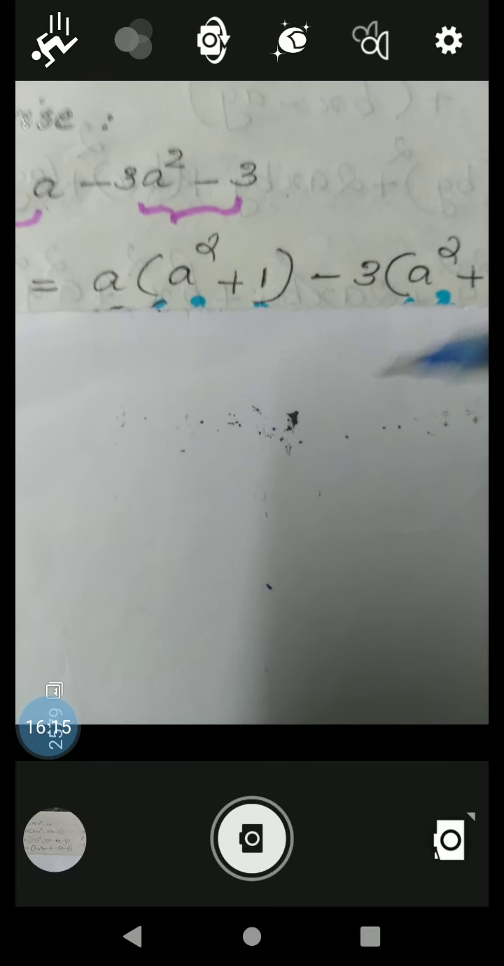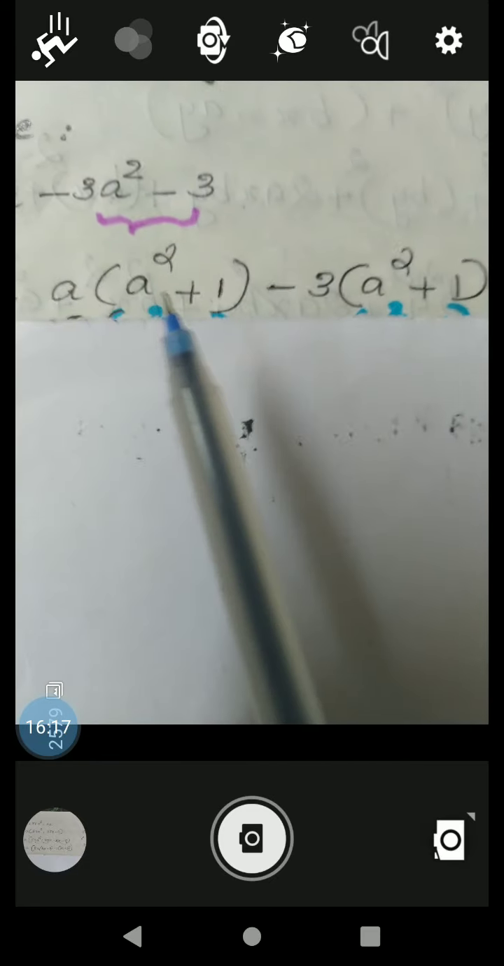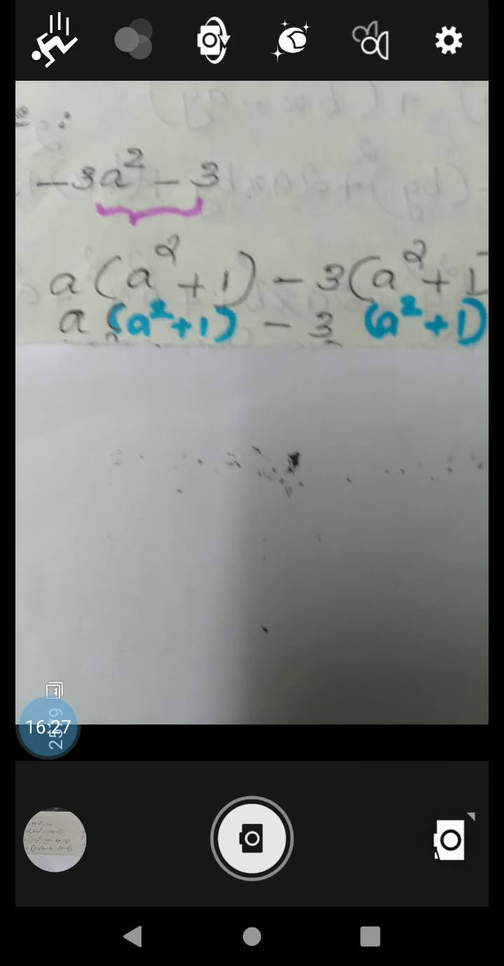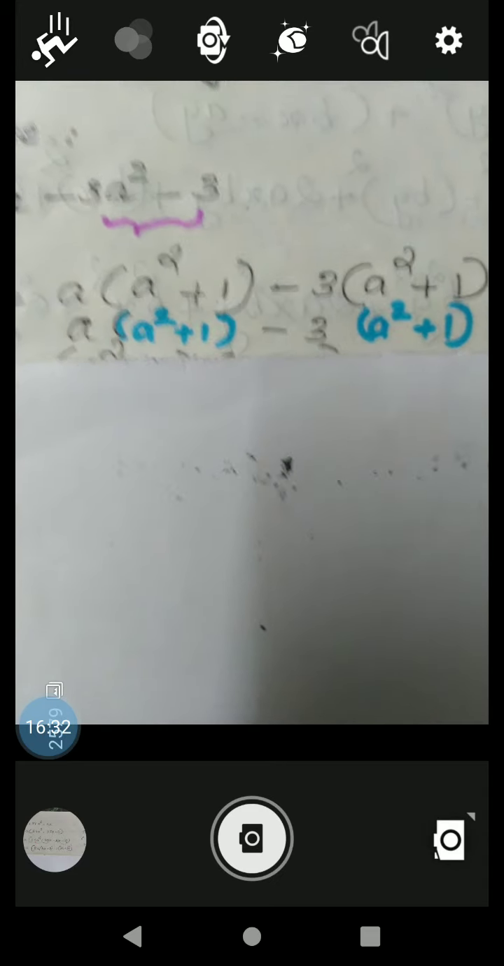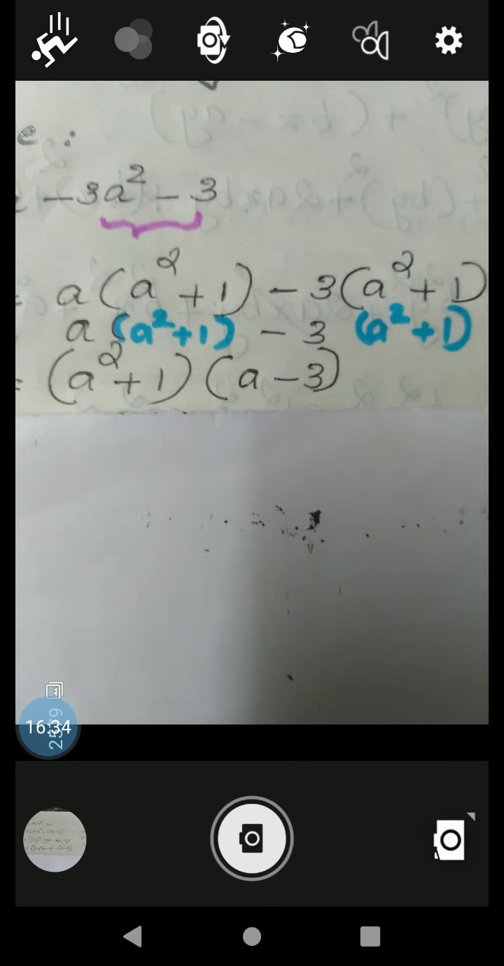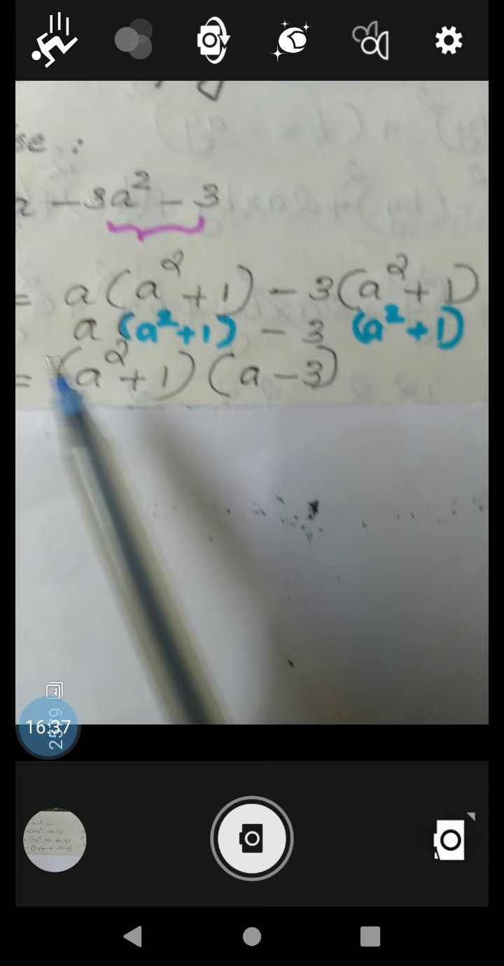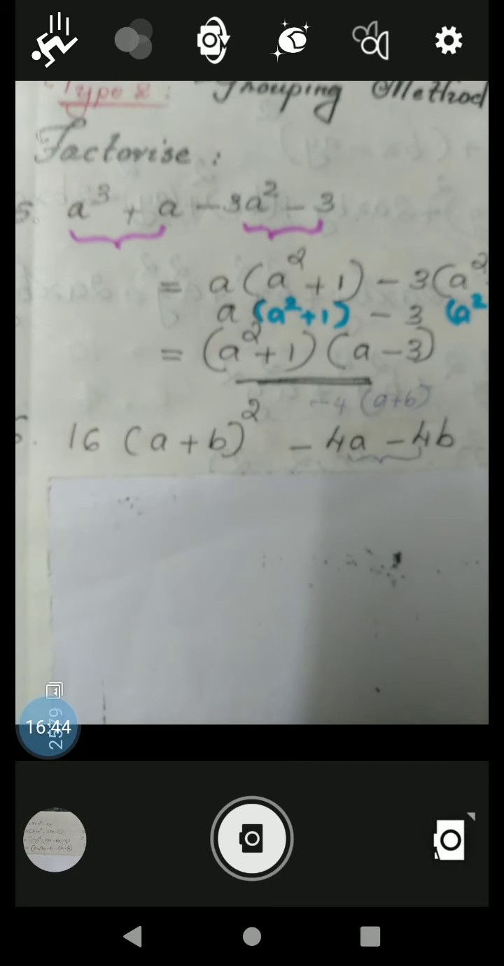Now we have factorized the two groups. From each group obtained here, take out the common factor. Now we can see one more common factor in these two terms. What is that common factor? A square plus 1 is a common factor. We can take that A square plus 1. If we take A square plus 1, what is the remaining? A minus 3. This is grouping.